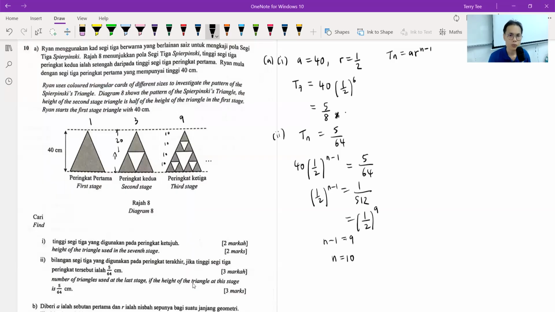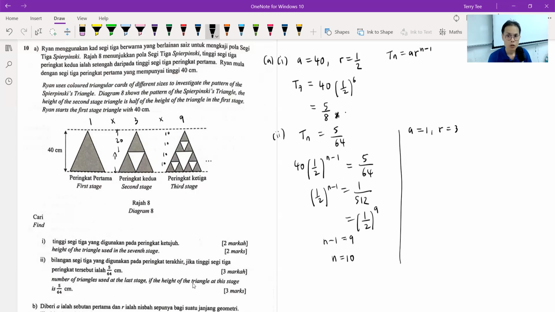Okay, but I hope you notice that this number of triangles, if I take the next stage, you keep multiplying by 3. By itself, the number of triangles is another progression, right? Where your A, the number of triangles, is 1, and your R is 3. So we know at stage number 10, right?